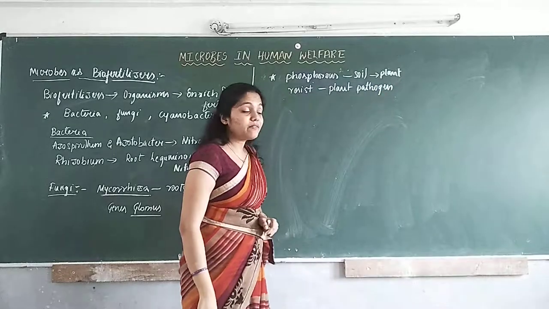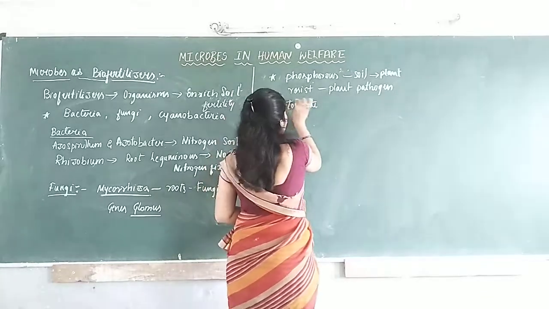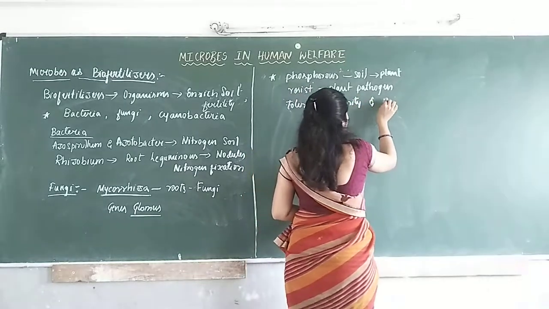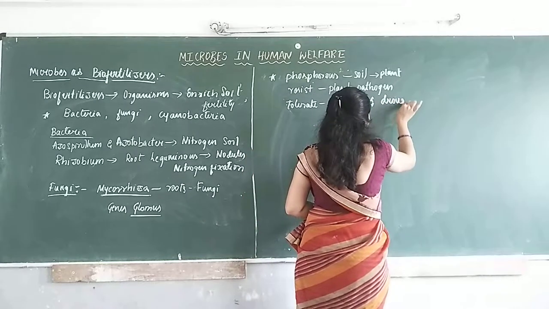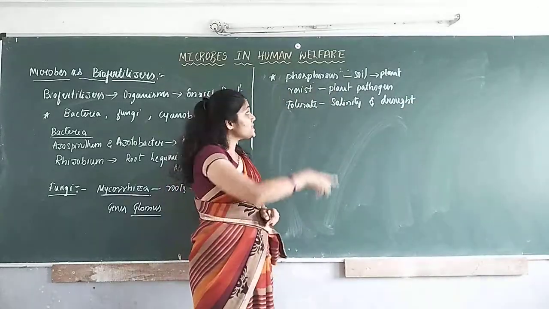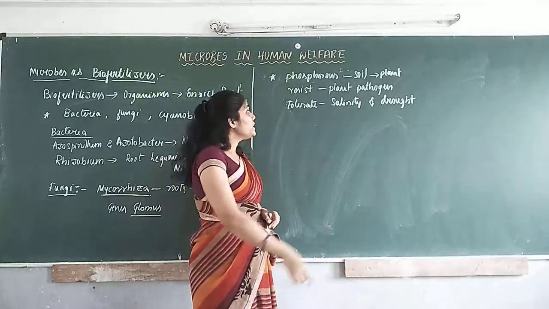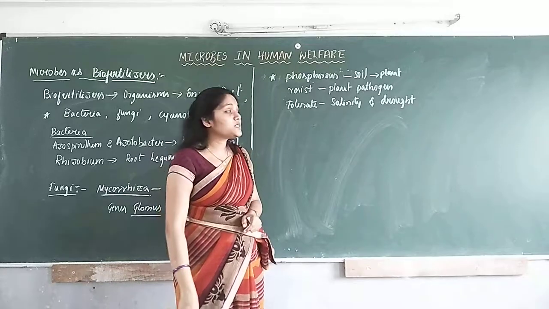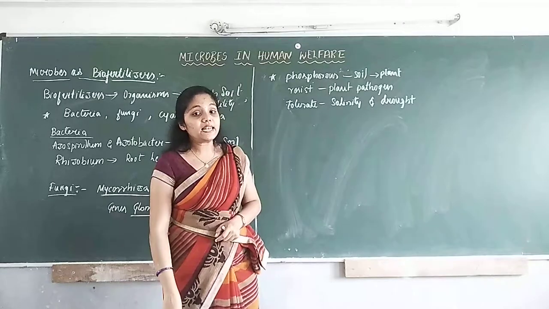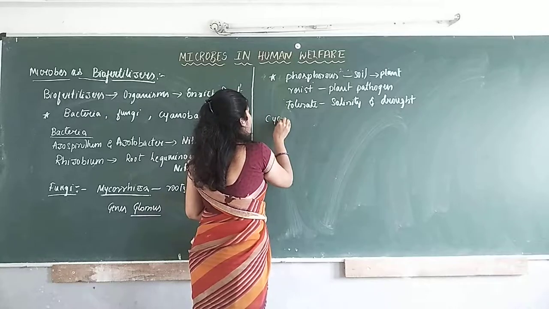And also they have the ability to tolerate salinity and drought. Okay, so this is the use of the mycorrhiza. The mycorrhiza absorbs the phosphorus from the soil and passes it into the plant. They have resistance towards plant pathogens and also tolerate salinity as well as drought. Okay, so the next one is cyanobacteria.